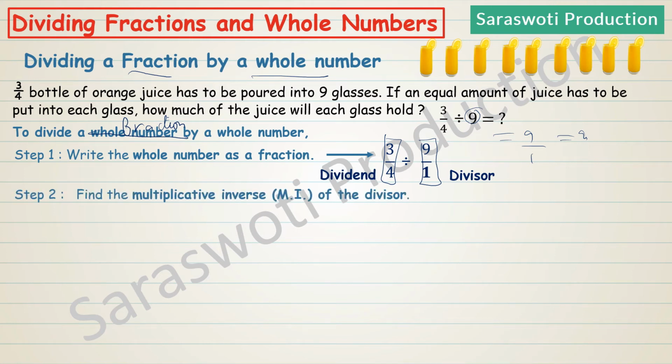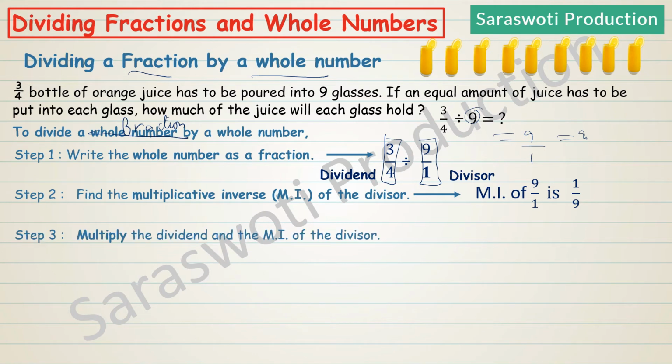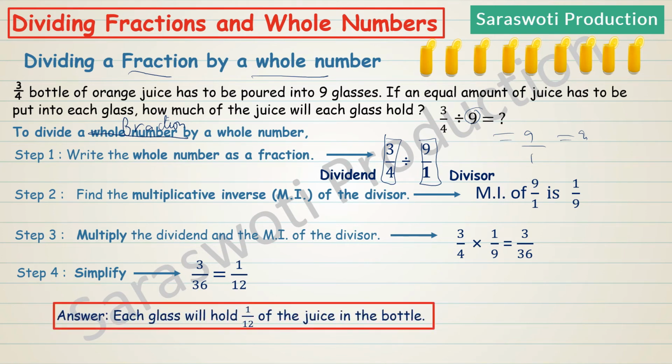Step number 2: find the multiplicative inverse, MI, of the divisor. So the multiplicative inverse of 9 by 1 is going to be 1 by 9. Step number 3: multiply the dividend and the MI of the divisor. That gives me 3 by 4 into 1 by 9 is equal to 3 by 36. And then simplify. Now I have 3 by 36 is equal to 1 by 12. Therefore, the answer is each glass will hold 1 by 12 of the juice in the bottle.